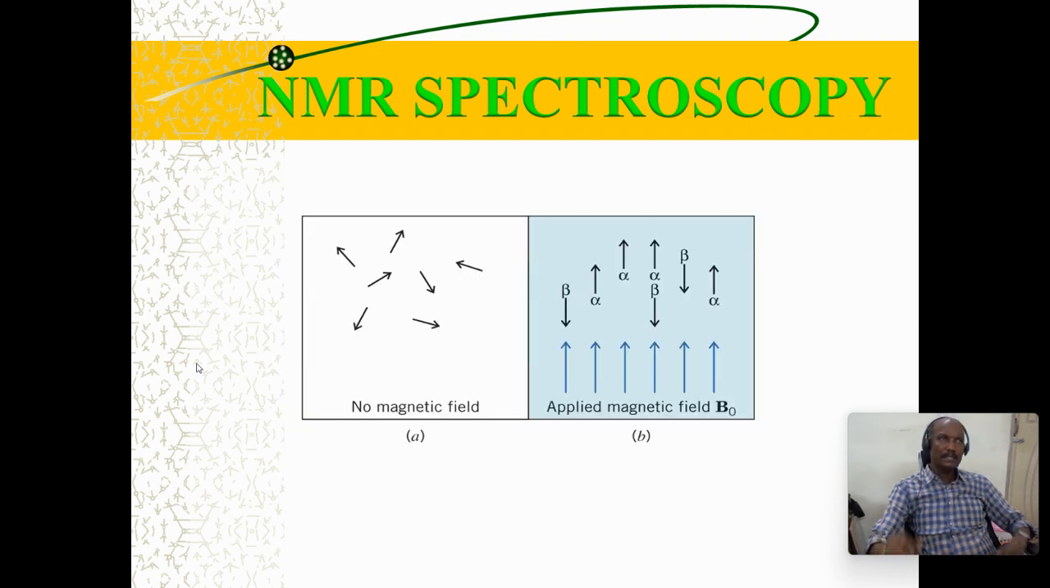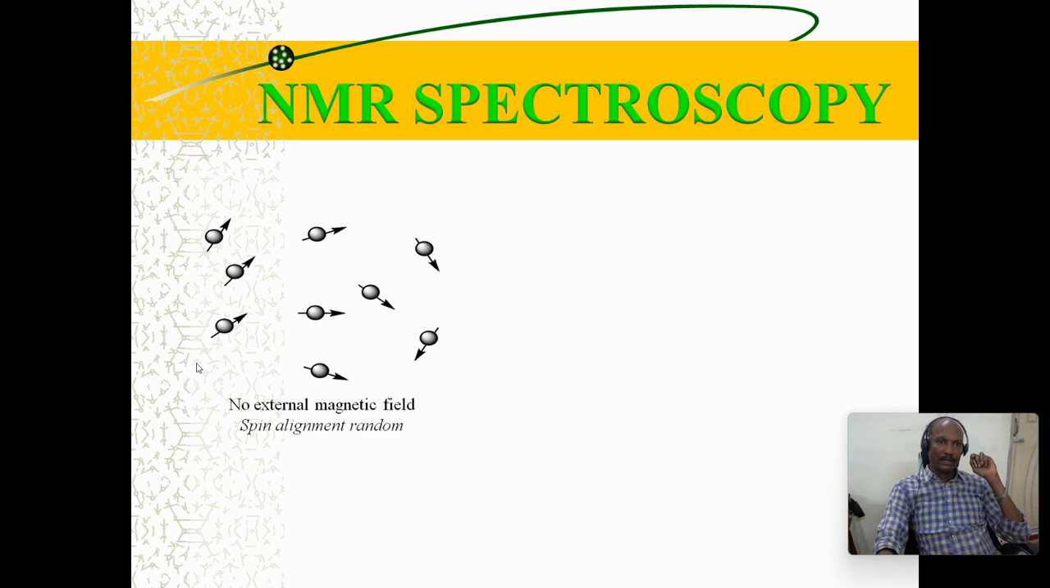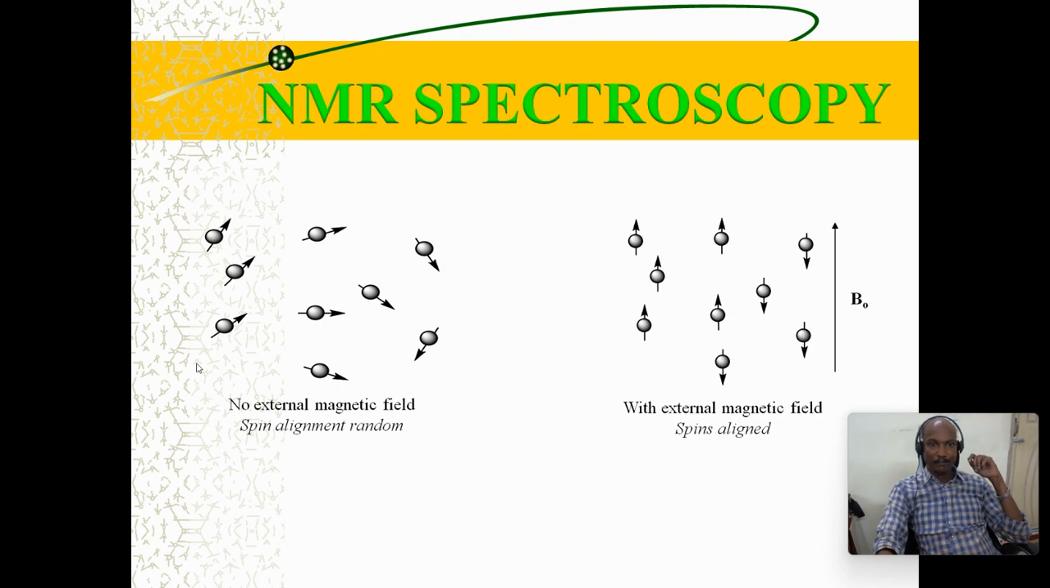Next, see this one. Suppose there is no magnetic field, then all the vectors will move in different directions. Suppose we apply some magnetic field, then they all go in one particular direction. Next, here no magnetic field is applied, so the spin alignment is randomly distributed. Suppose you apply some external magnetic field, all the spins can be aligned in one particular direction.